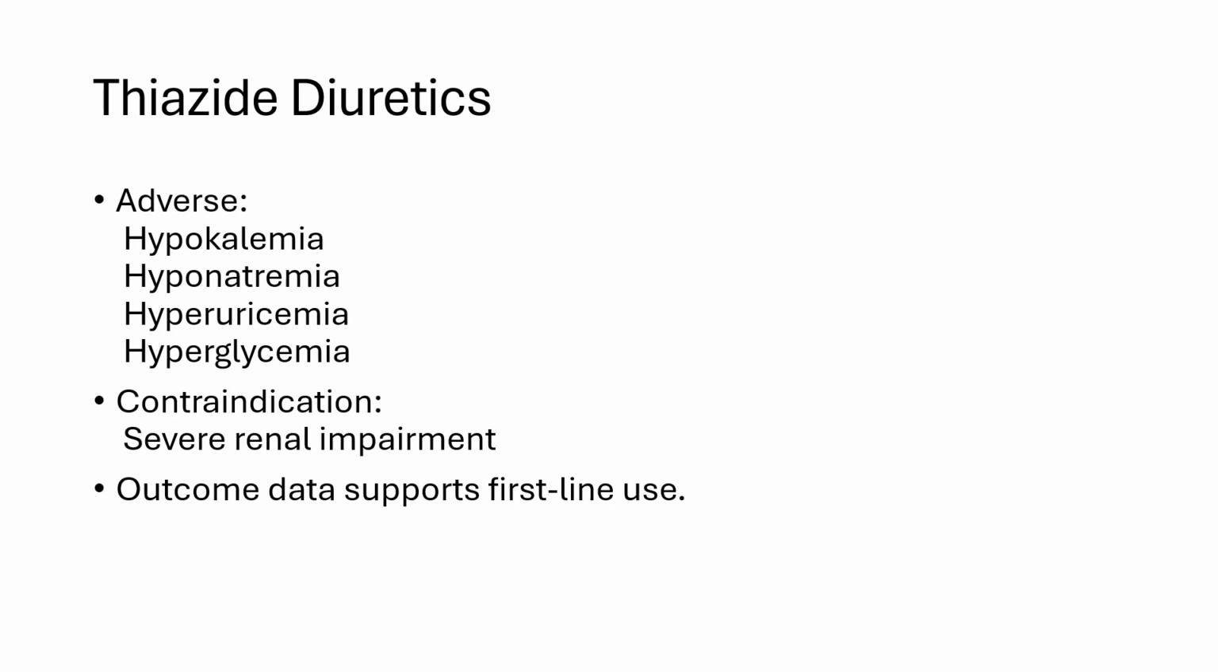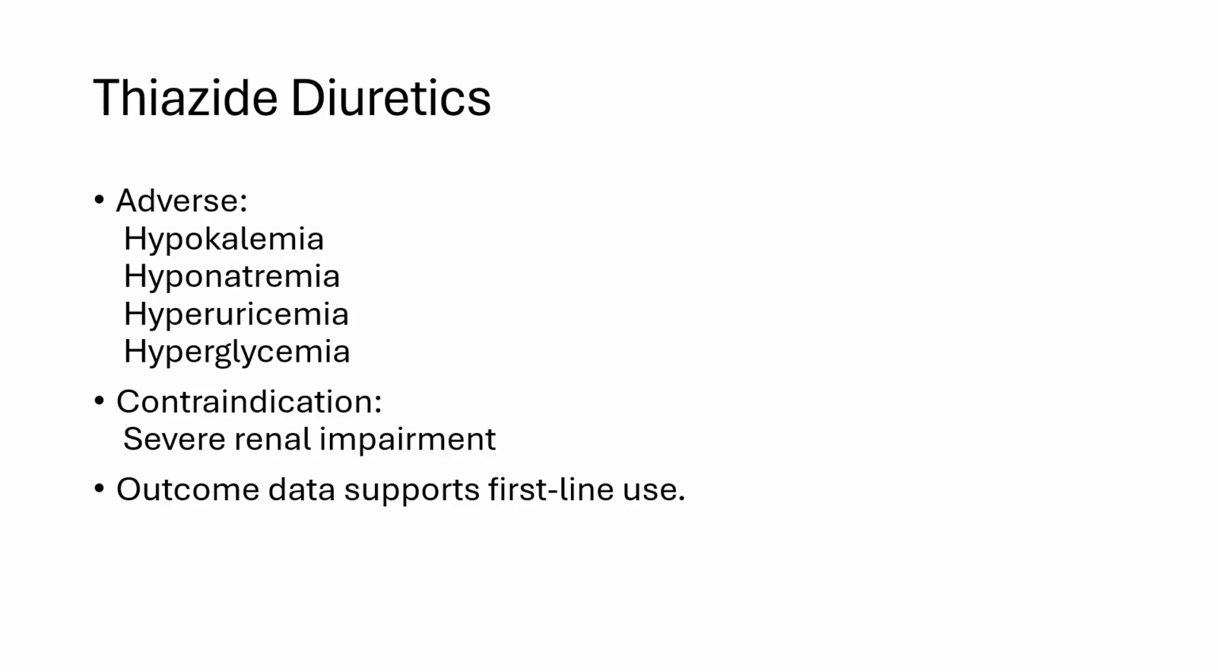So you will see the thiazide diuretics as first-line therapy for hypertension in many guideline-based treatment algorithms because there's strong outcome data that supports their ability to reduce cardiovascular events. Adverse effects reflect their impact on electrolyte balance. So hypokalemia is common. Hyponatremia can occur, particularly in older adults. Hyperuricemia may precipitate gout, and hyperglycemia can occur due to the effects on insulin sensitivity.